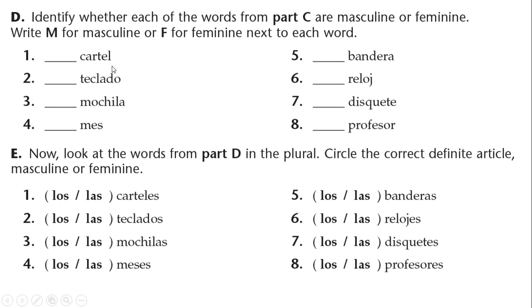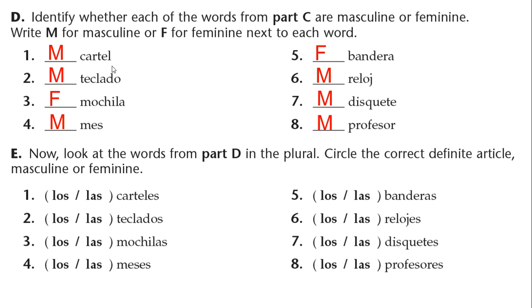So cartel ends in L, so that's masculine. Teclado ends in O, masculine. Mochila ends in A, so it's feminine. Mes ends in S, so it's masculine. Bandera is feminine, ends in A. Reloj doesn't have a quick rule for that one. You just have to memorize it. And it's el reloj, it's masculine. Disquete ends in E, it's masculine. And profesor ends in R, it's masculine.